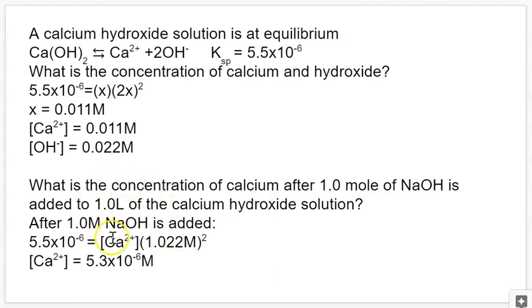And now we can solve for the new calcium ion concentration by plugging it back into the Ksp expression. So 5.5 times 10 to the negative 6 is equal to our calcium ion concentration times 1.022 molar squared. And then we can solve for the calcium ion concentration here, which is now going to be 5.3 times 10 to the negative 6 molar. So you can see this was a dramatic decrease in the calcium ion concentration.